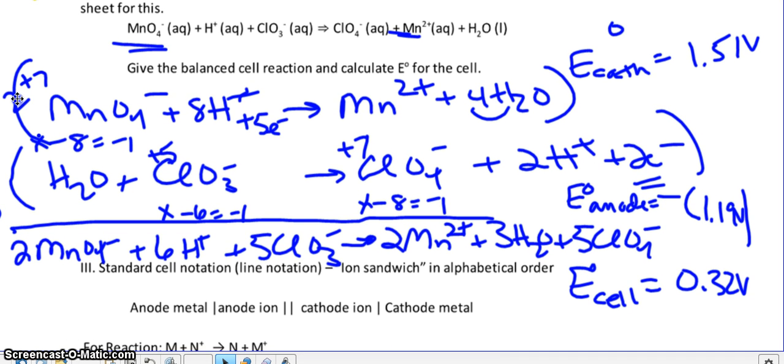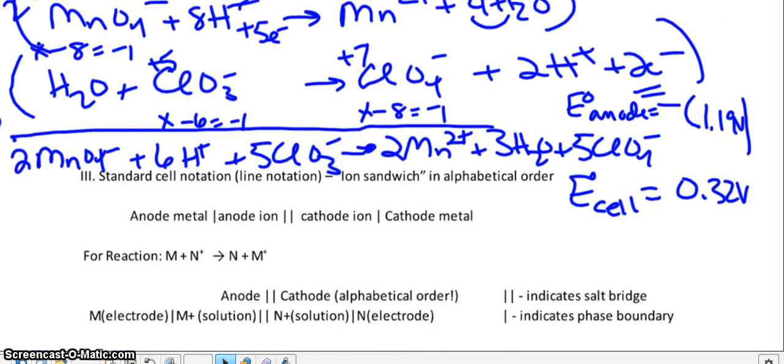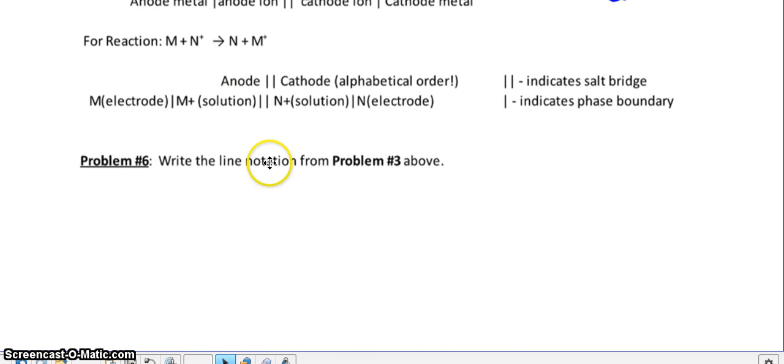And there you go. So the next little thing we have to worry about is what's called line notation. And this is pretty easily done. This is where you go from your anode to your cathode. It's in alphabetical order. And the double lines indicate where your salt bridge goes. And then on each side, you need to give me the phase boundary. So start with your electrode to solution, solution to electrode.